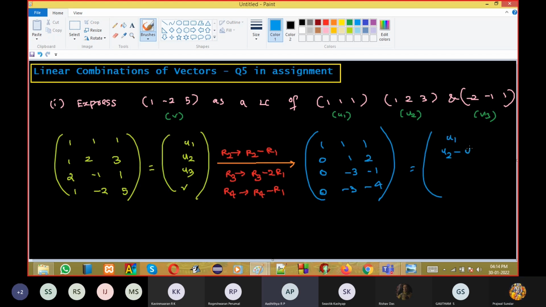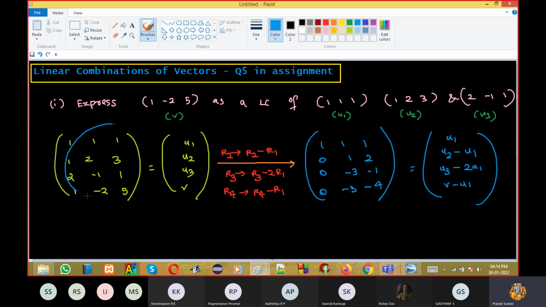One doubt: that U3 you have taken as -2 -1 1, but here you have taken 2 -1 1. Oh, sorry, I copied wrongly. This is 2 only. I made a mistake, sorry. The question was wrong. It is the assignment question, you can see the assignment. It's the same question I'm doing. Okay, look at this. Clear?